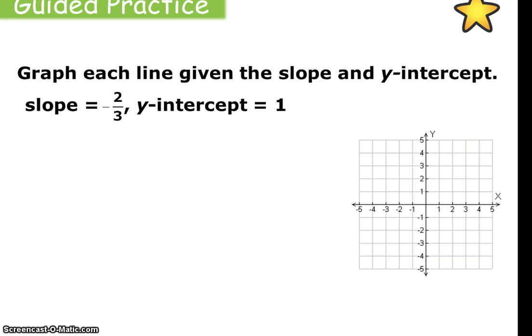Okay, now you guys try this one. Graph the line given with a slope of -2/3 and y-intercept of +1. Pause the video now.